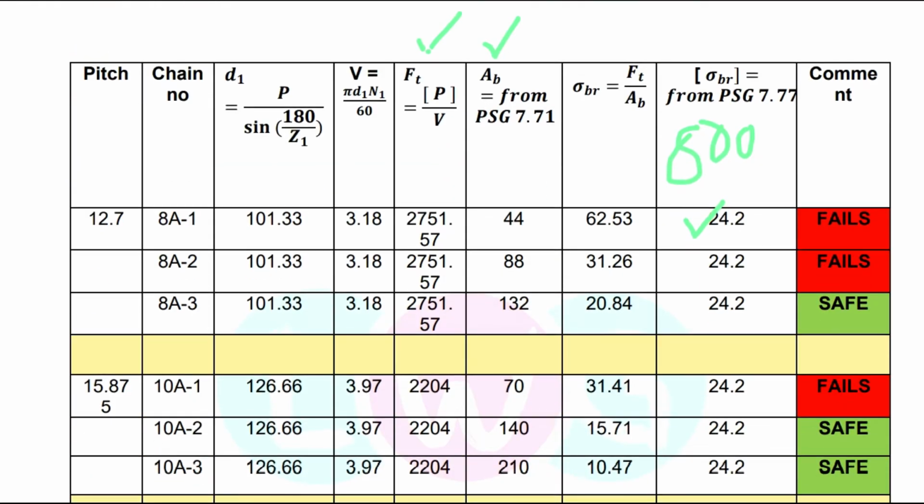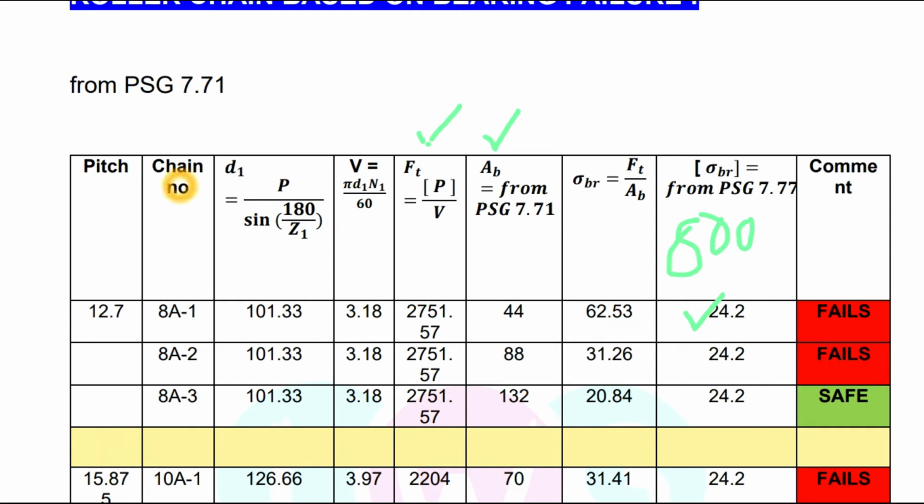So begin with the first row. We always select the chain number from 8A1. This A denotes American, and there is also B, which denotes British. In India we use the American chain, so always take only the A notation, don't take B. So 8A1, 8A2, 8A3. These are the chain numbers, and for these the pitch will be 12.7. All these values you will get from PSG page number 7.71.